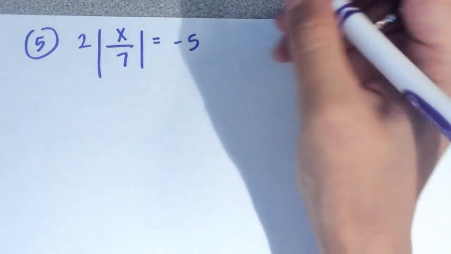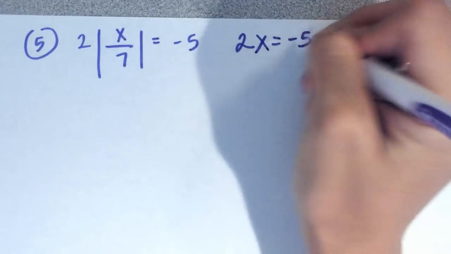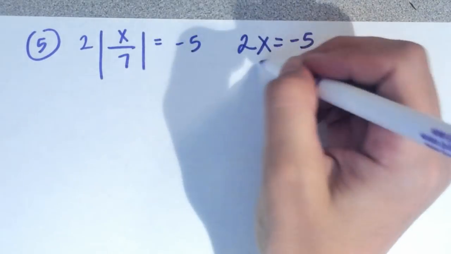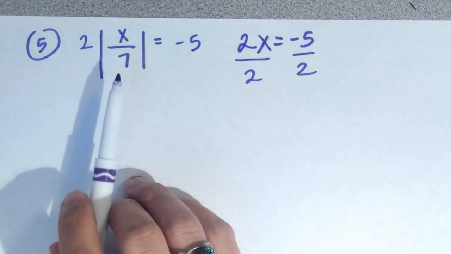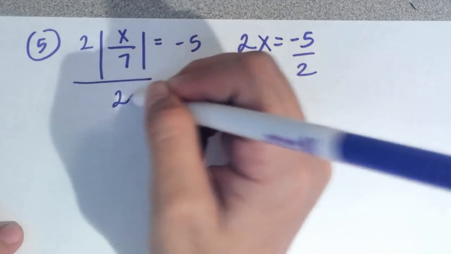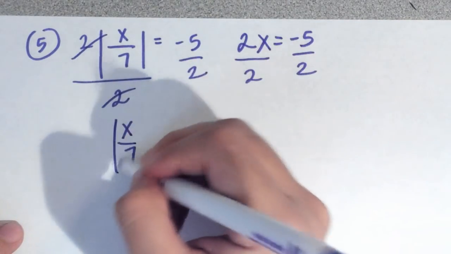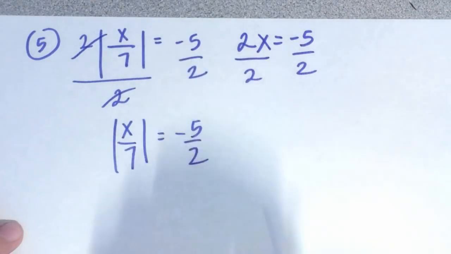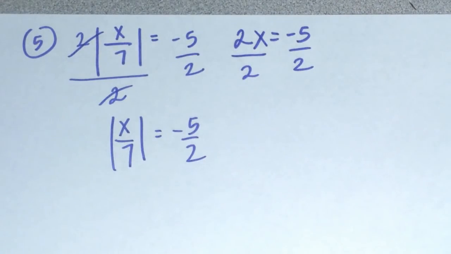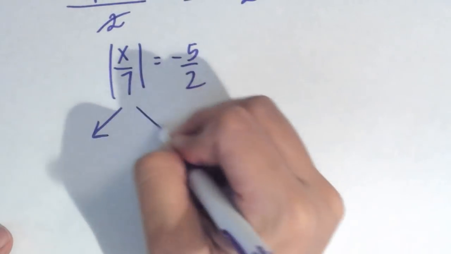So for this problem, treat it like if this was an x, how would you solve this? You would want to get x by itself, so you would divide by 2. Here, if I want to get the absolute value by itself, I'm going to divide by 2. So I get the absolute value of x over 7 equals negative 5 halves. Now that you have the absolute value isolated, this is where you split into your two cases.